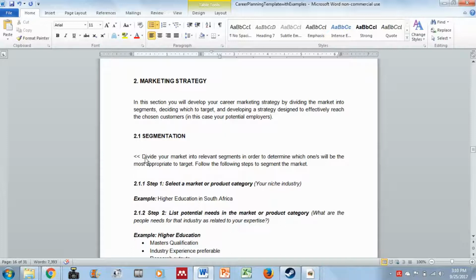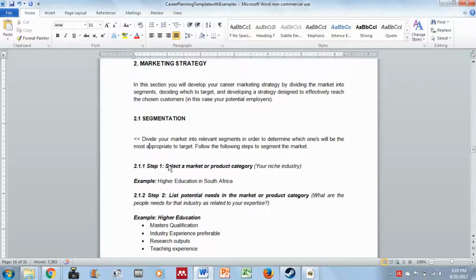So the first thing you do is the segmentation section. Divide your market into the relevant segments in order to determine which ones will be the most appropriate to target. You need to follow the steps. So the first one is step 1. You select your market or product category, your niche industry. So my example is higher education in South Africa.